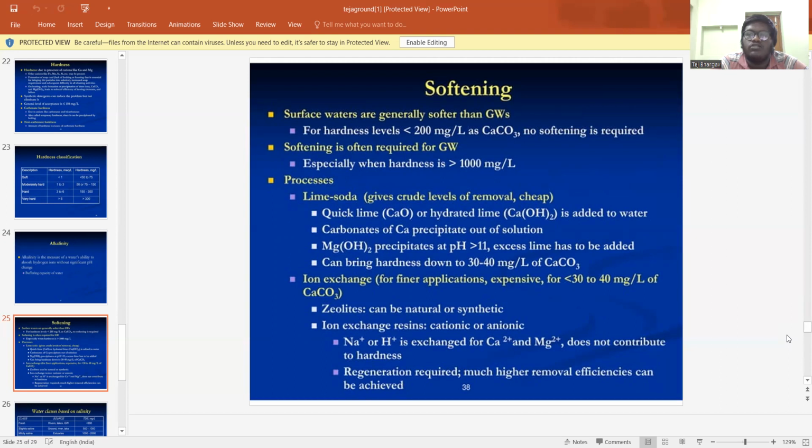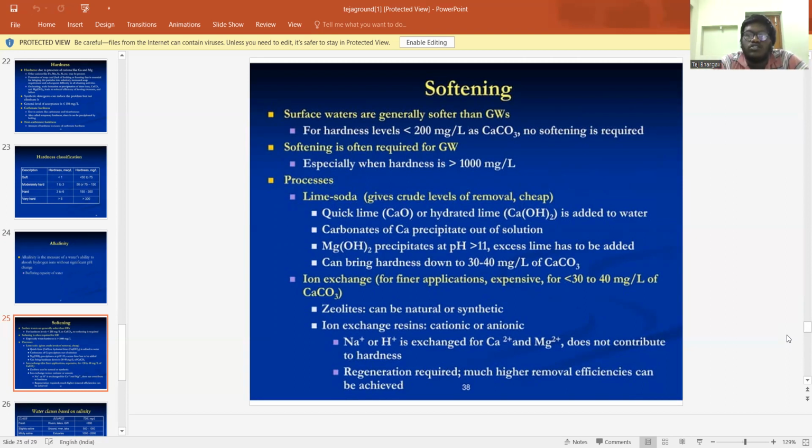Process: lime soda gives crude levels of removal and is cheap. Quicklime, CaO, or hydrated lime is added to water. Carbonates of Ca precipitate out of solution. Mg(OH)2 precipitates at pH greater than 11. Excess lime has to be added, which can bring hardness down to 30 to 40 mg per liter of CaCO3. Ion exchange is for finer applications and is expensive, for less than 30 to 40 mg per L of CaCO3.